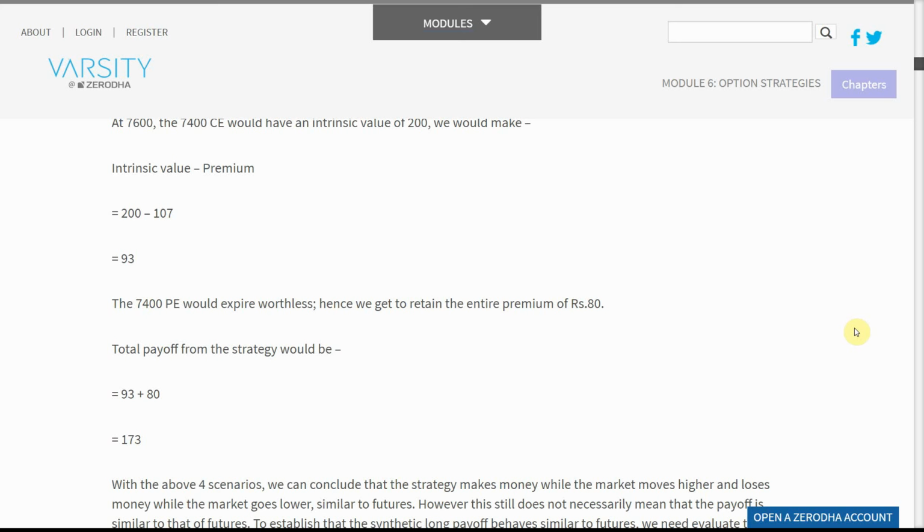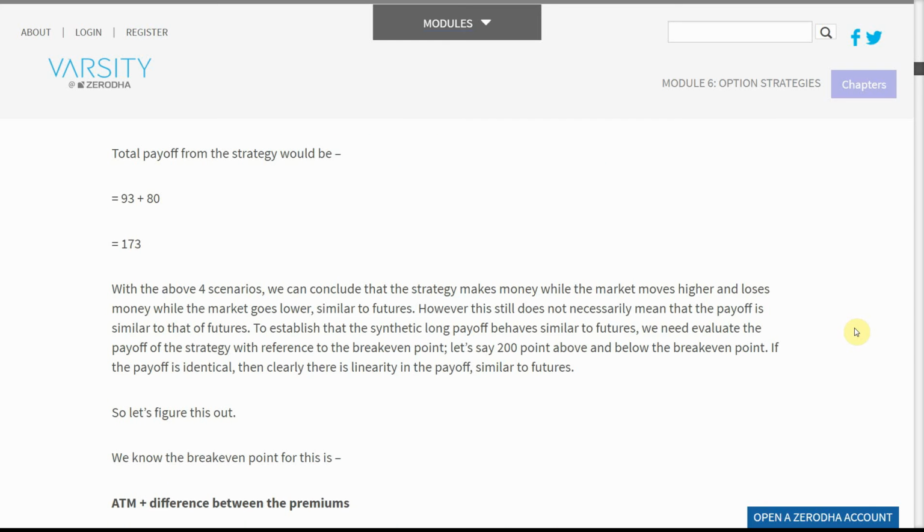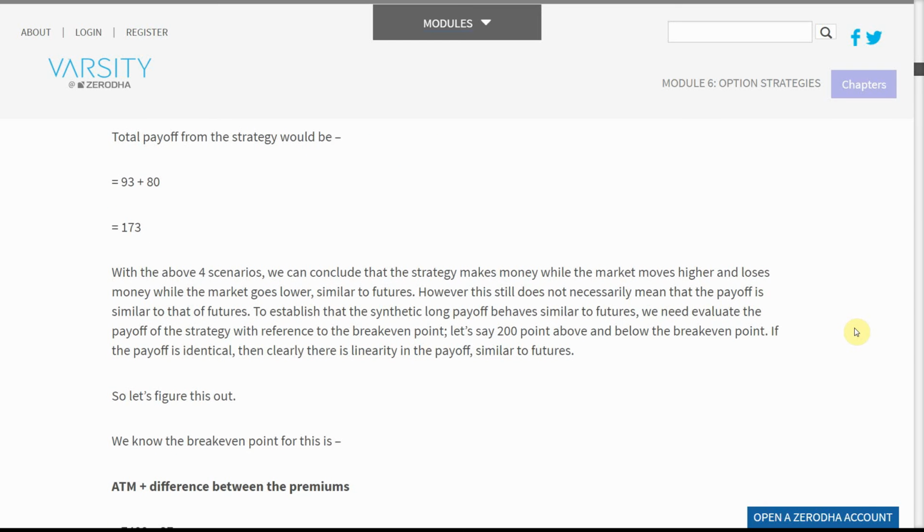With the above four scenarios, we can conclude that the strategy makes money while the market moves higher and loses money while the market goes lower, similar to futures. However, this still does not necessarily mean that the payoff is similar to that of futures. To establish that the synthetic long payoff behaves similar to futures, we need to evaluate the payoff of the strategy with reference to the break-even point.